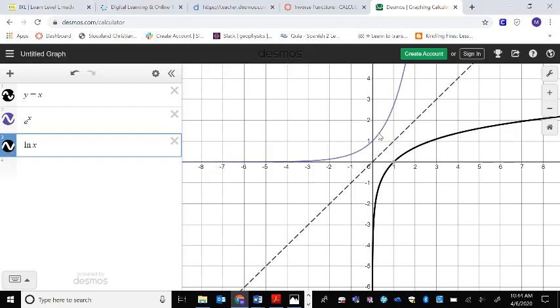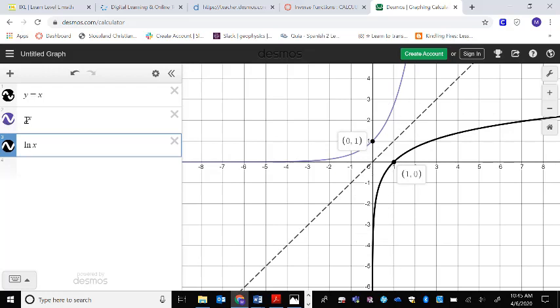We talked about this in the last video. X and Y are switched, so (0, 1) on e to the x is (1, 0). Here, there's a horizontal asymptote. The domain is all reals, but the range is not. Here, the range is all reals for natural log, but the domain is not. So that's what they look like.